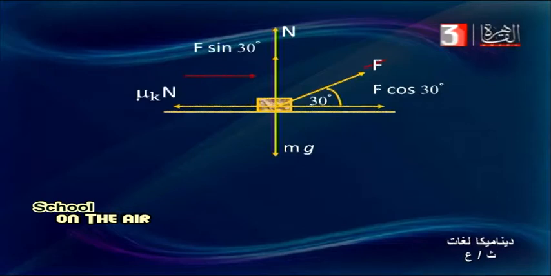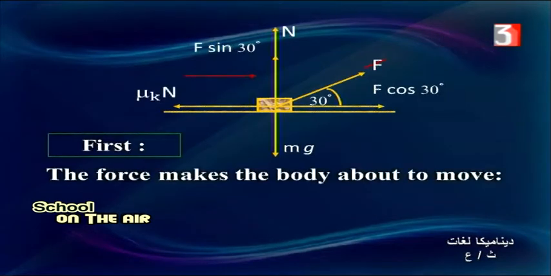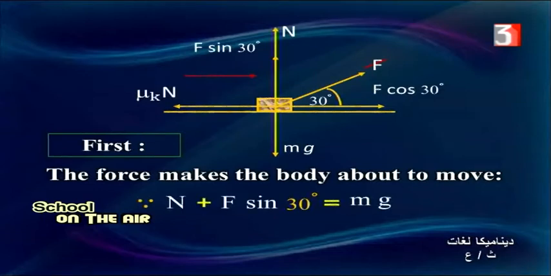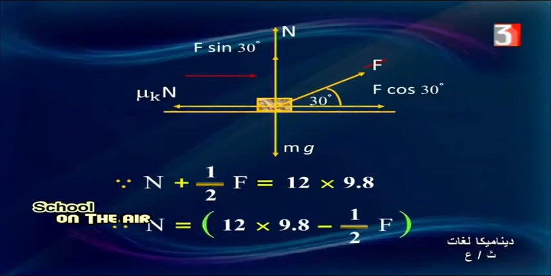Now, in the first case, the force makes the body about to move. About to move, then the body is in an equilibrium state. And N plus F sine 30 degrees equals mg, the first equation of equilibrium. Then N plus half F equals 12 times 9.8, and the normal reaction N equals 12 times 9.8 minus half F.